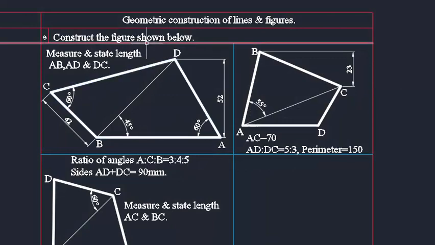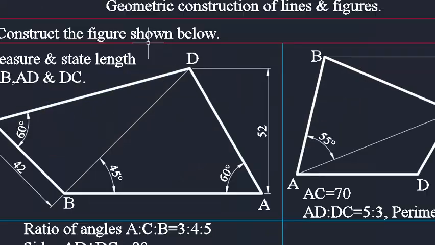From the previous exercise, we had these numbers, and someone requested a hint from them. This first one, you look at the figure, they ask you to measure and state the length AB, AD, and DC. Construct the figure below accurately.